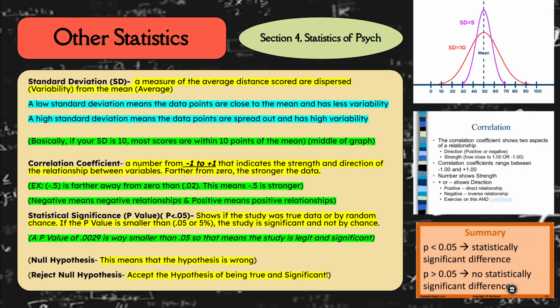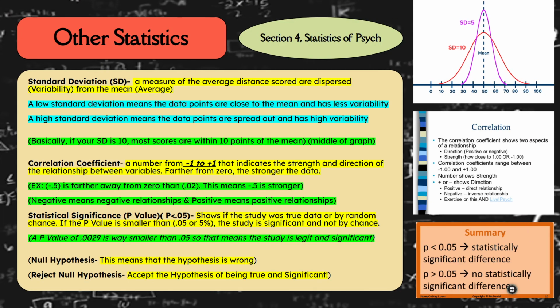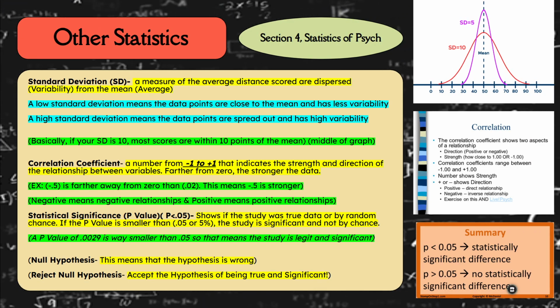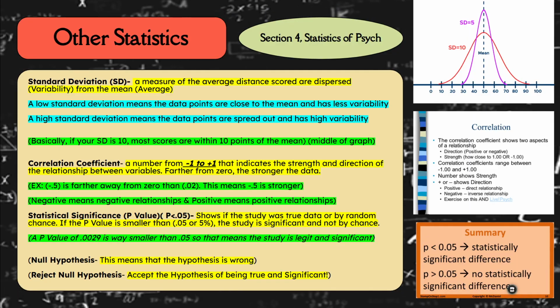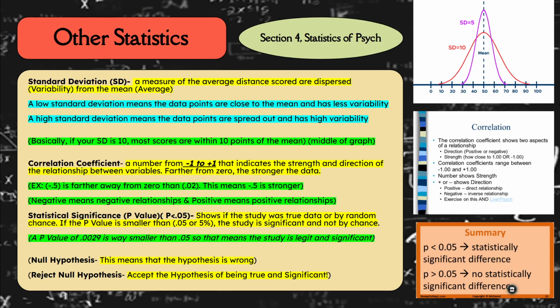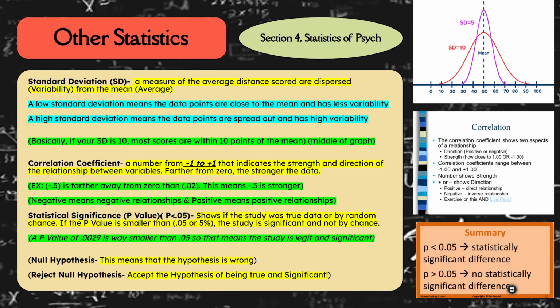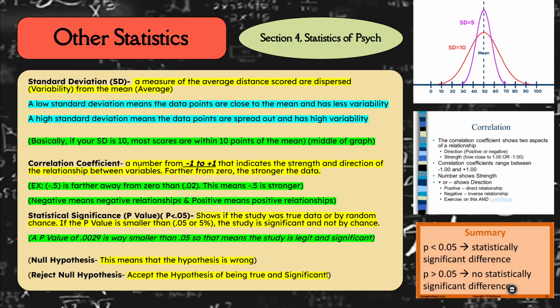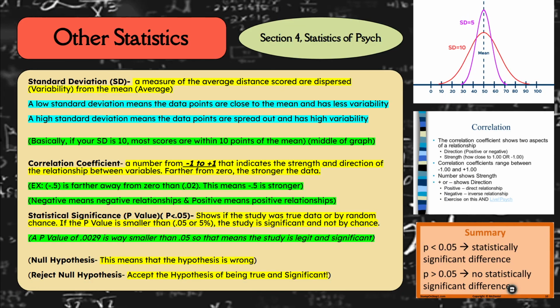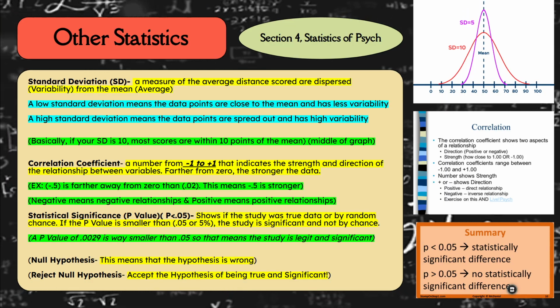Statistical significance, the p-value, is typically on AP Psych p less than 0.05. That just means that if you get a p-value that's less than 0.05, your study is statistically significant. But if it's above 0.05 or at 0.05, that means your study might be a little too high on the chance or luck side. So you want to keep that margin for error less than 0.05.